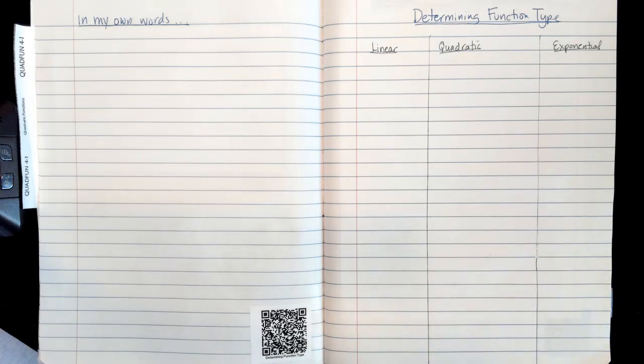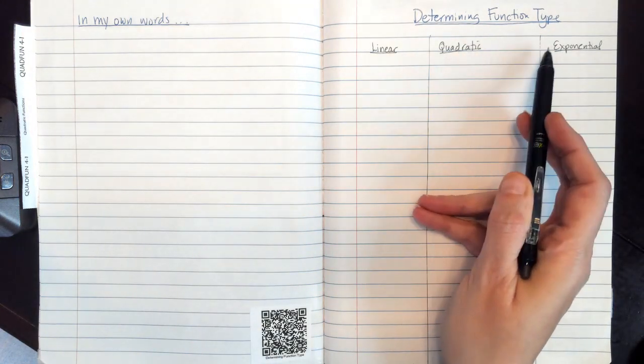All right, today we're going to be talking about how to determine which function type we're looking at. We're going to have a total of 3 function families by the time we're done with algebra. We're going to have linear, quadratic, and exponential.